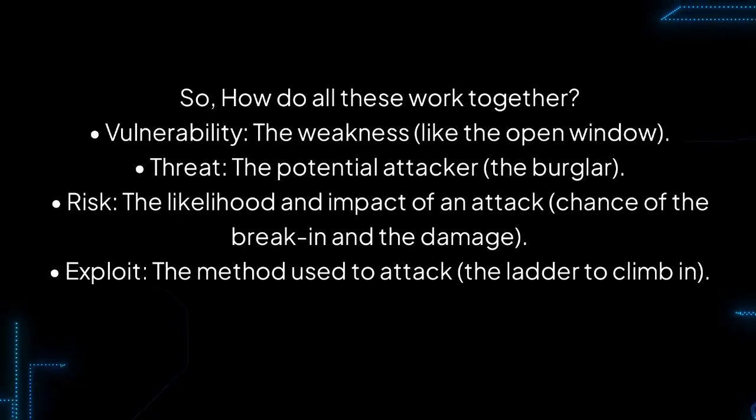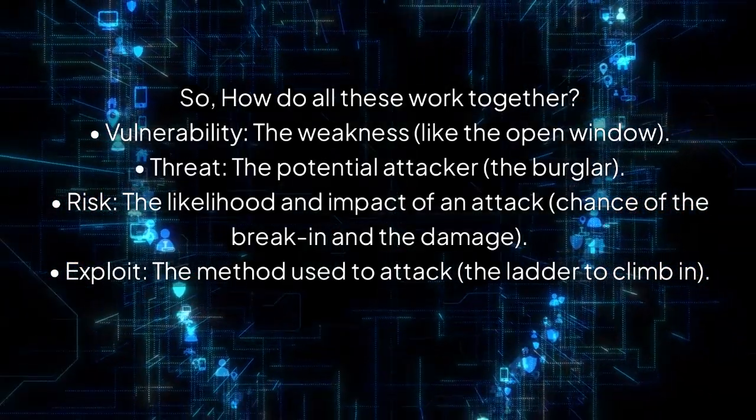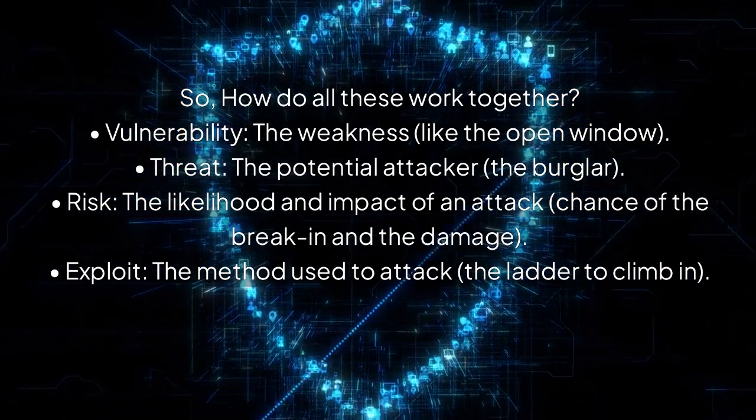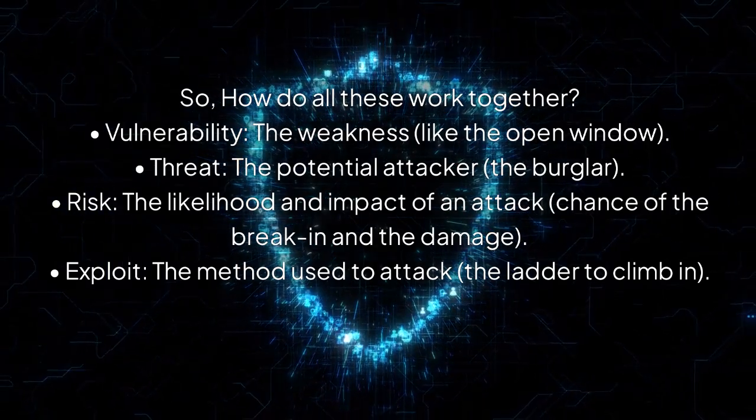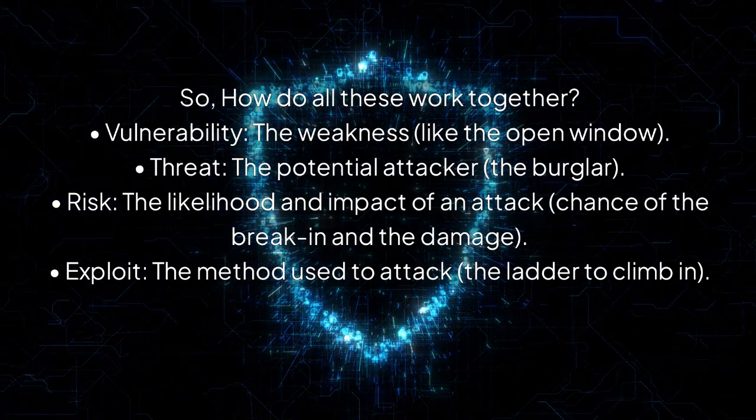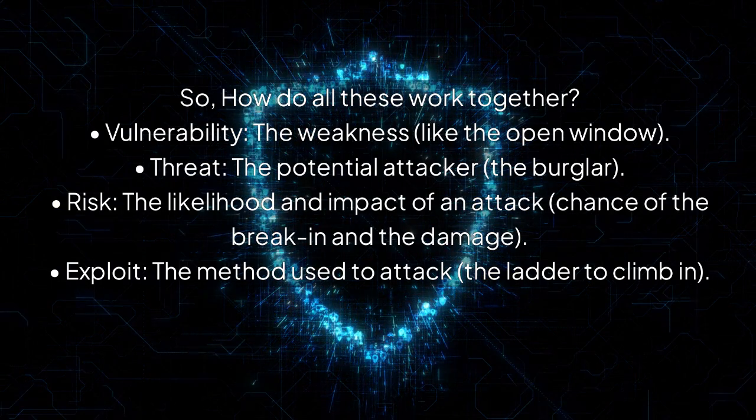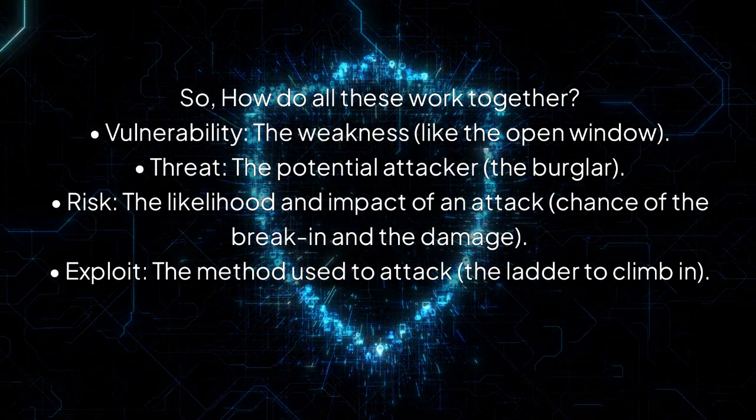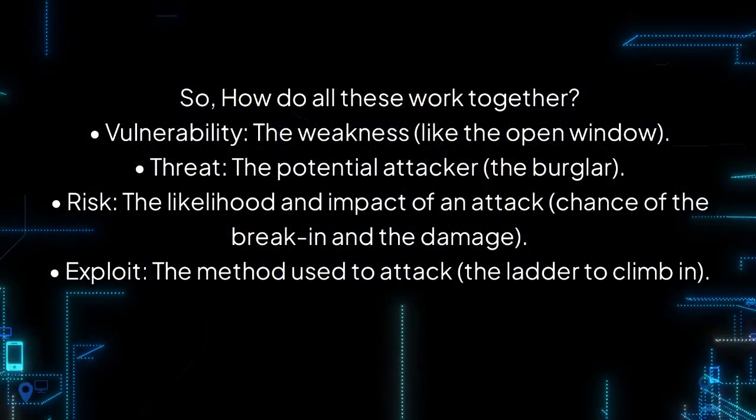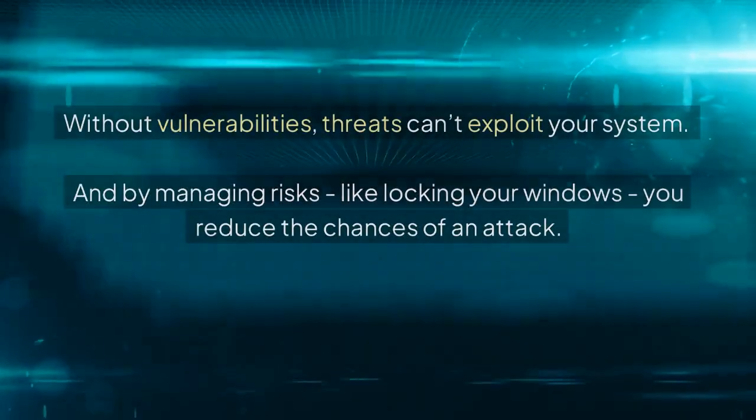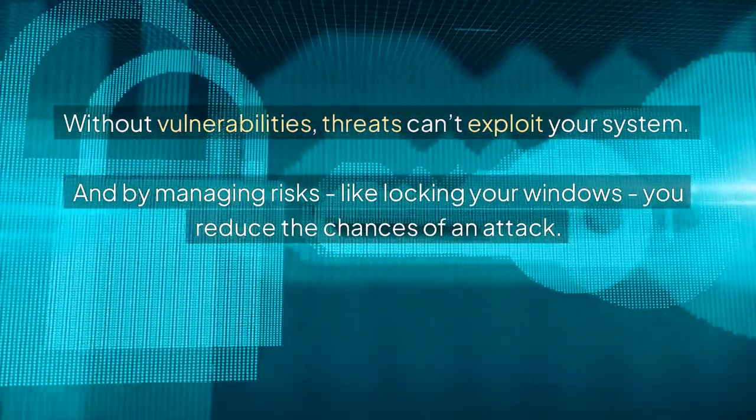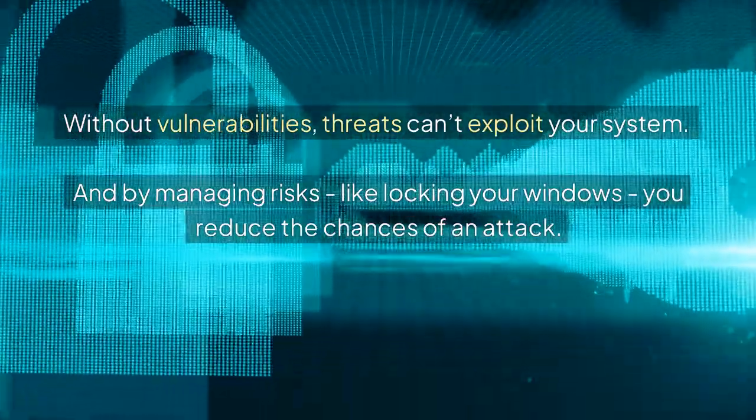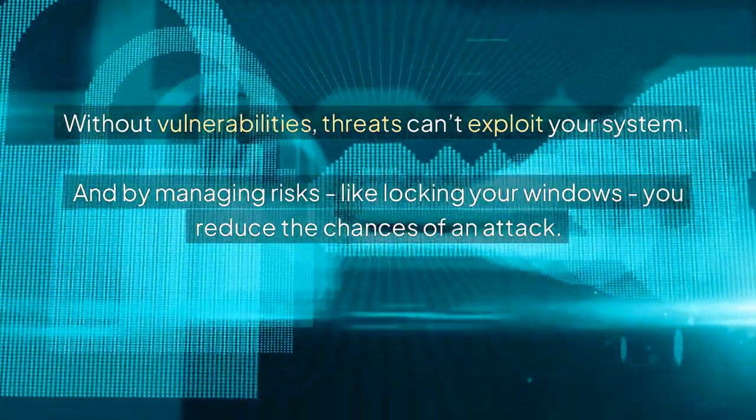So, how do all these work together? Vulnerability: the weakness, like the open window. Threat: the potential attacker, the burglar. Risk: the likelihood and impact of an attack, the chance of the break-in and the damage. Exploit: the method used to attack, the ladder to climb in. Without vulnerabilities, threats can't exploit your system. And by managing risks, like locking your windows, you reduce the chances of an attack.